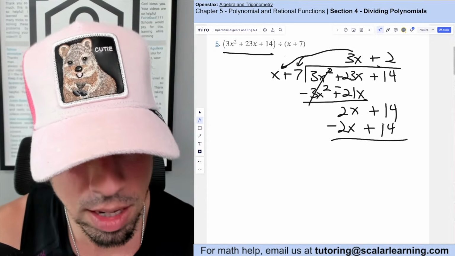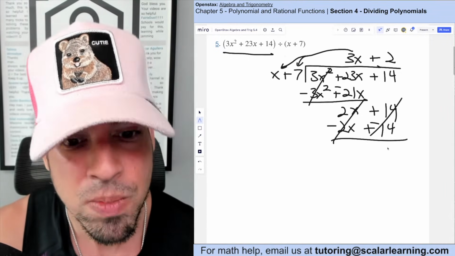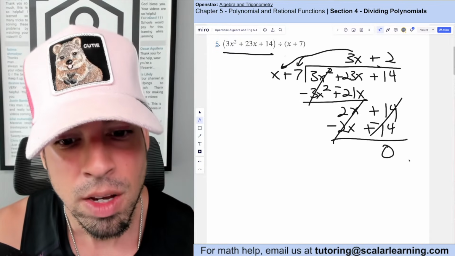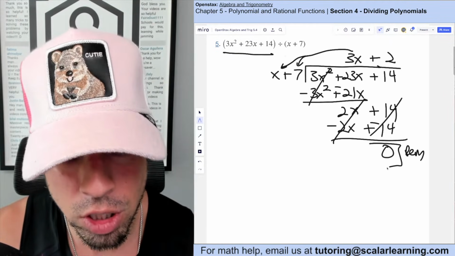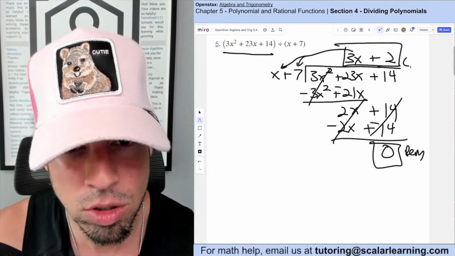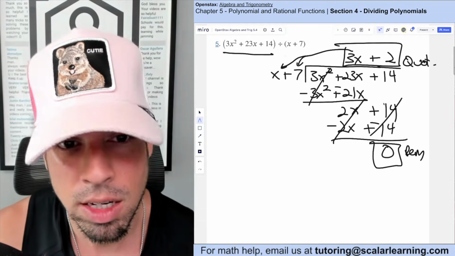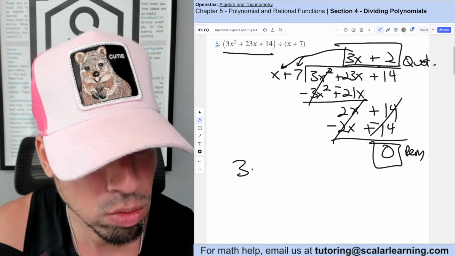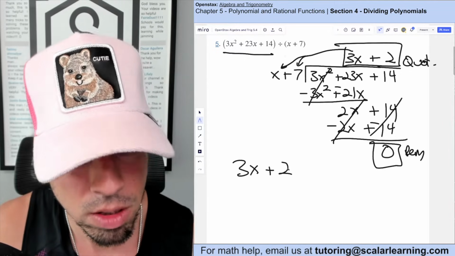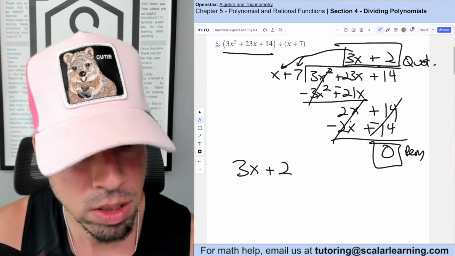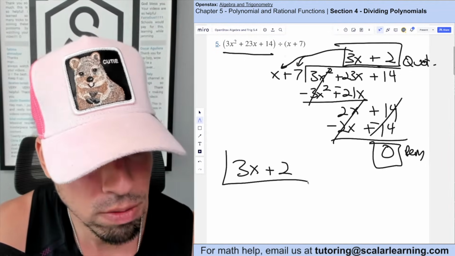So as we negate, negate, both of these are going to cancel out to get a remainder of 0 and a quotient of 3x plus 2. That's the quotient. And then if we write out our final answer, we say 3x plus 2, which is the quotient, plus the remainder over the divisor, but the remainder is 0, so there's our final answer.